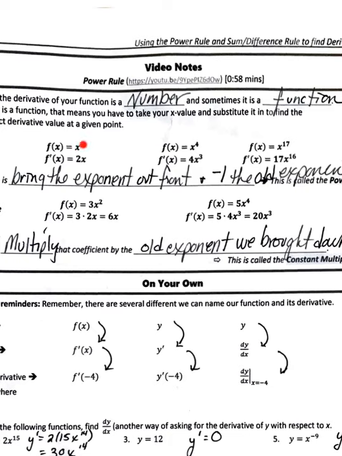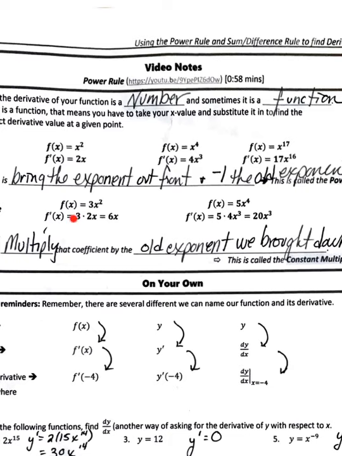And as we can see, the 2 comes down to give you 2. The x stays, and 2 minus 1 is 1 for the exponent. 4 comes down out front. Take 1 away from the 4 to get 3. The x comes along as the base. So for each of those, that's what's happening.